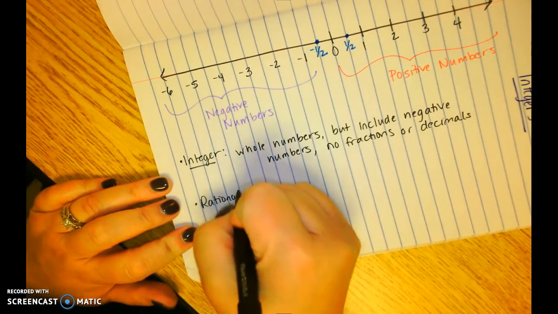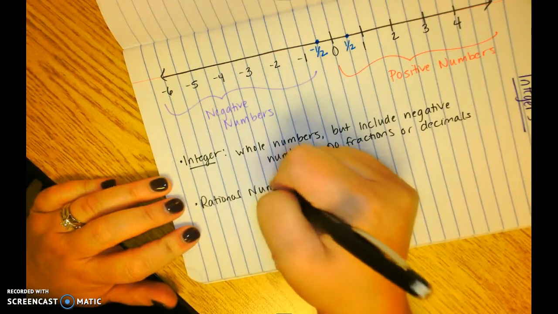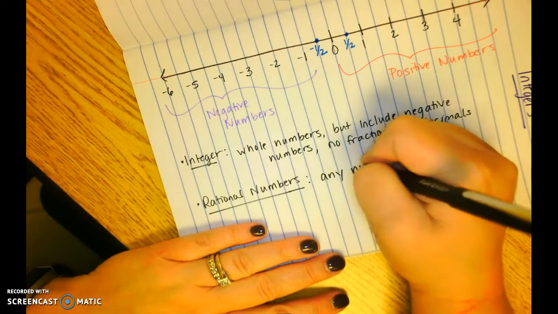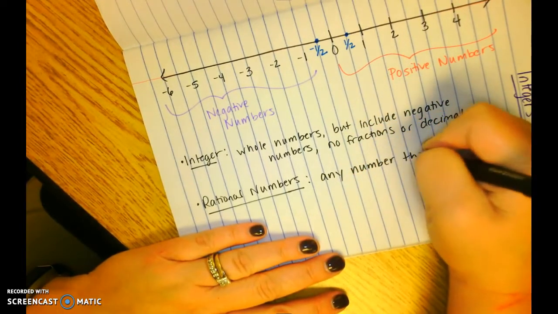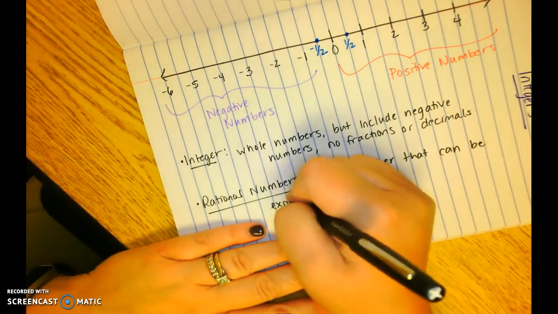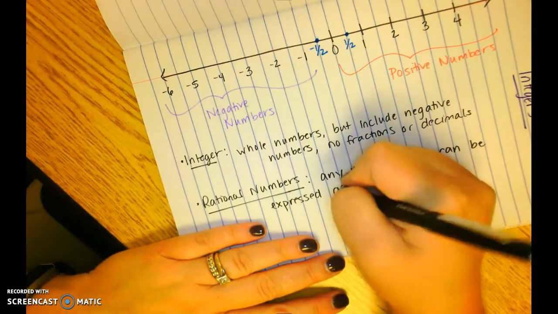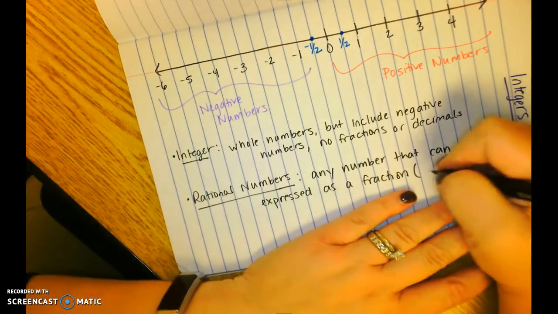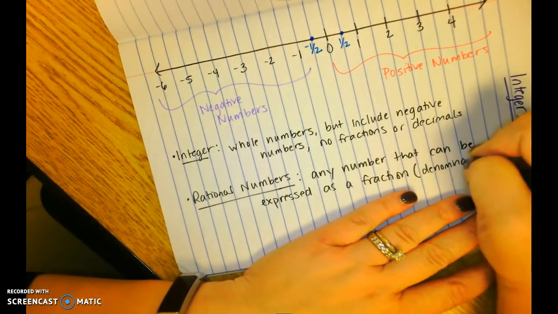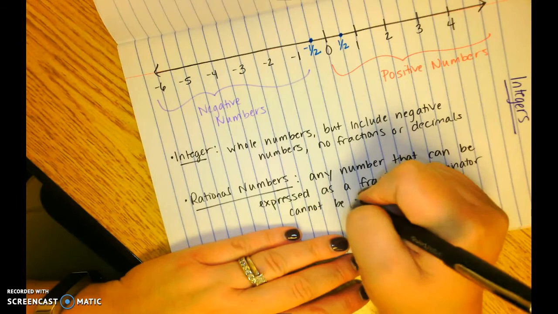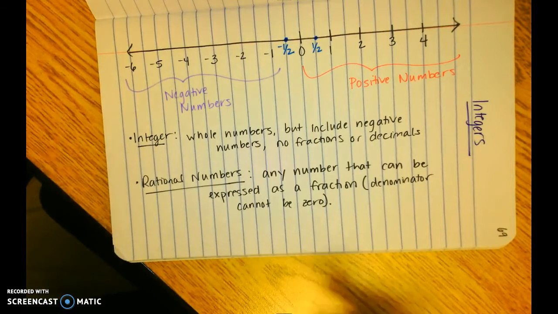Rational numbers is any number that can be expressed as a fraction. Obviously that the denominator can't be 0. Okay, so any number that can be expressed as a fraction. So 4 would be a rational number. Can I express 4 as a fraction? Yes, 4 over 1.